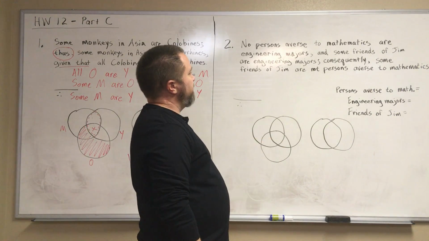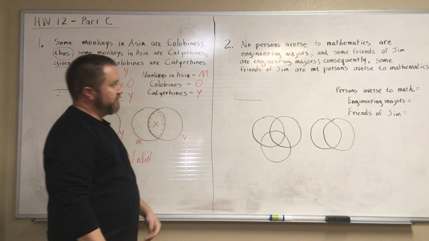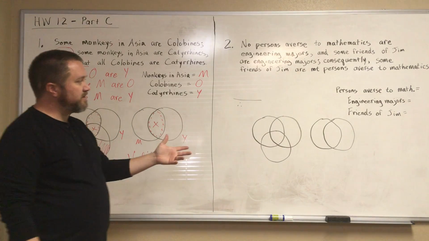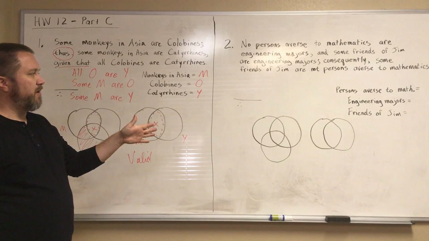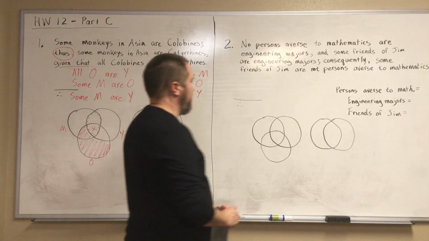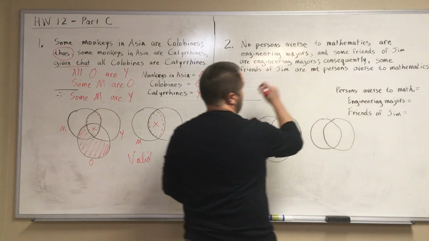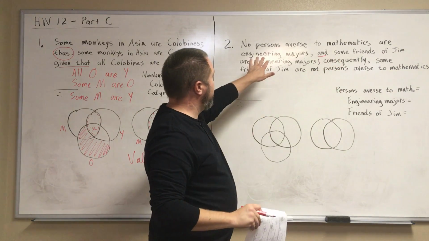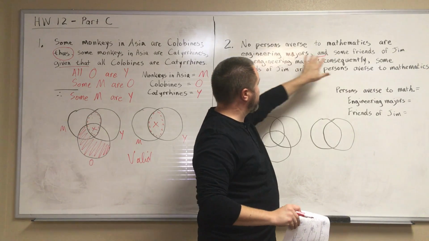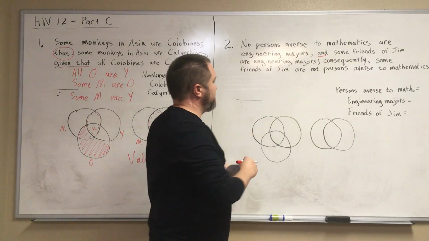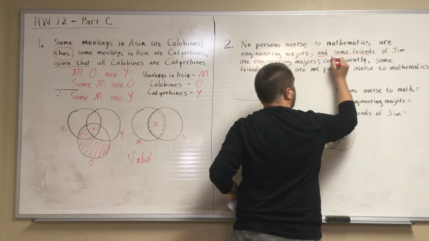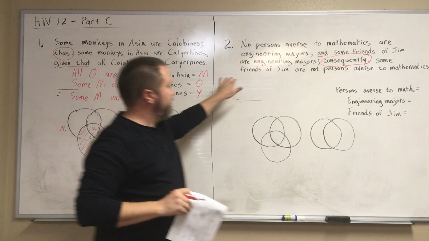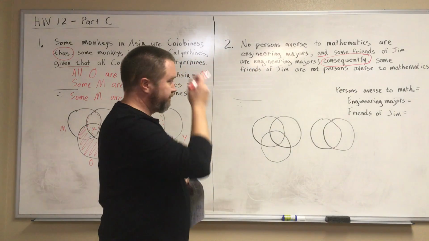Move on to number 2. No persons averse to mathematics are engineering majors, and some friends of Jim are engineering majors. Consequently, some friends of Jim are not persons averse to mathematics. "And" is a premise indicator showing us that the first part and the second part are both premises, and obviously "consequently" is a conclusion indicator.